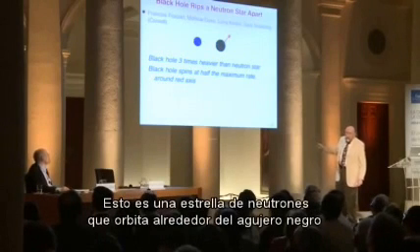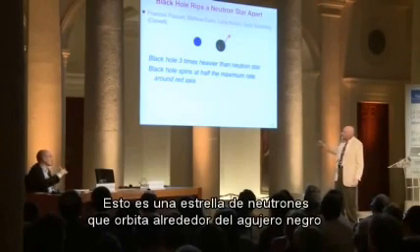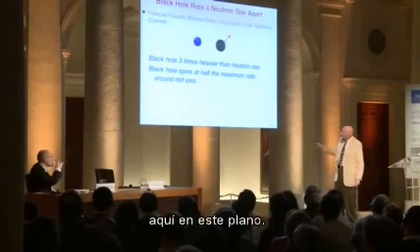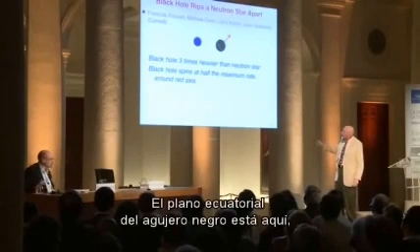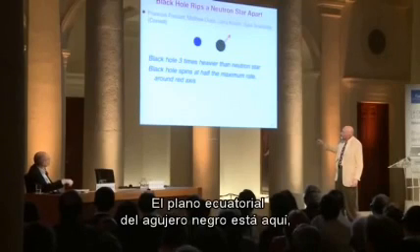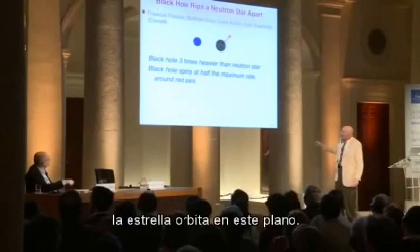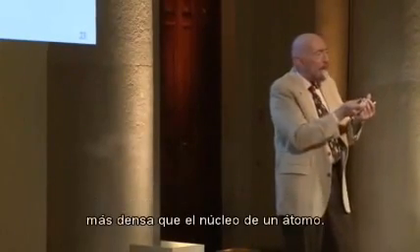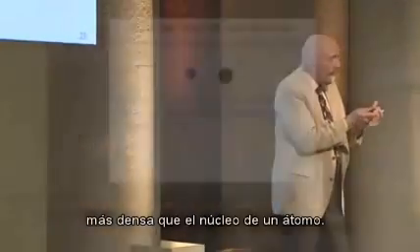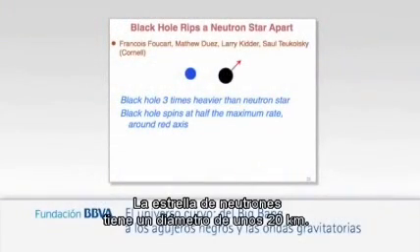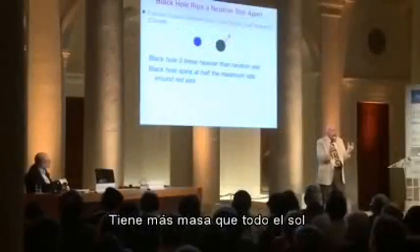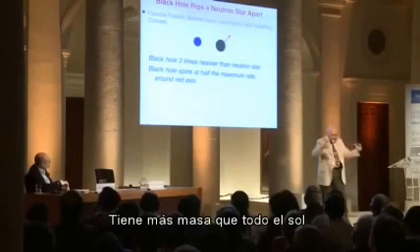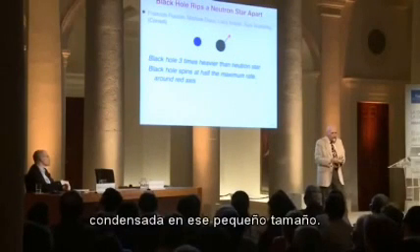This is a star. It's a neutron star. The neutron star is orbiting around the black hole down in this plane. So it's not in the equatorial plane of the black hole, which is up there. The neutron star is orbiting in this plane. This neutron star is made from matter that is more dense than the nucleus of an atom. The neutron star has a size of about 20 kilometers diameter. It has more than the mass of the entire sun packed into that very small size.